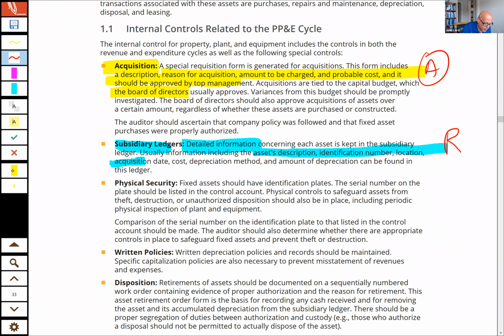And then we start talking about physical security over our fixed assets, such as a serial number plate, safeguard the assets, such as physical controls, such as, well, they don't say it here, but, you know, things that would safeguard from theft and destruction. I thought they were going to talk about those. You ever seen those? They look like a cable that's kind of connected to the asset so you can't carry it off. This is going to be what? Custody. Good, okay. So we separate those three, right?